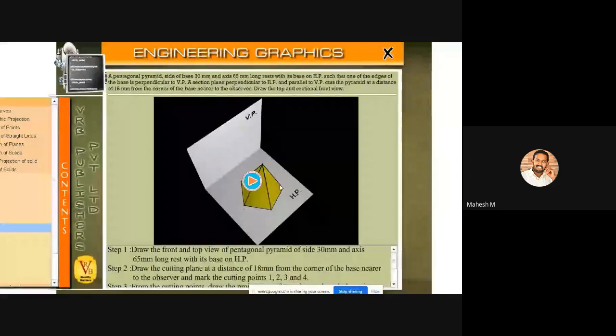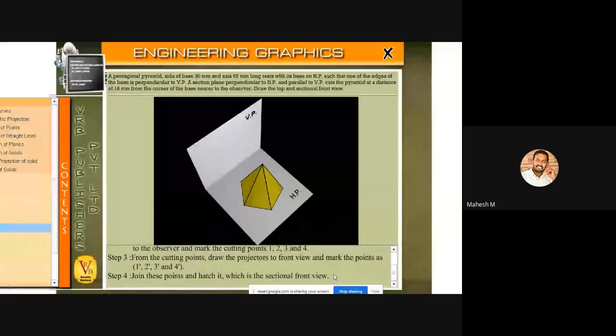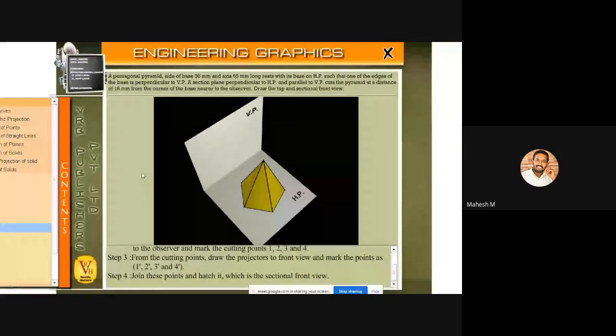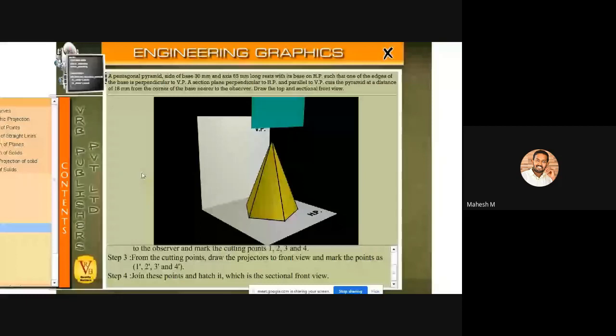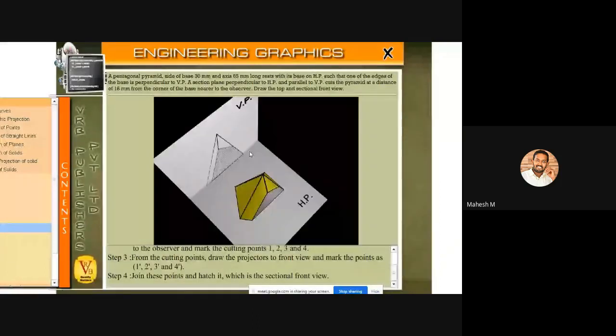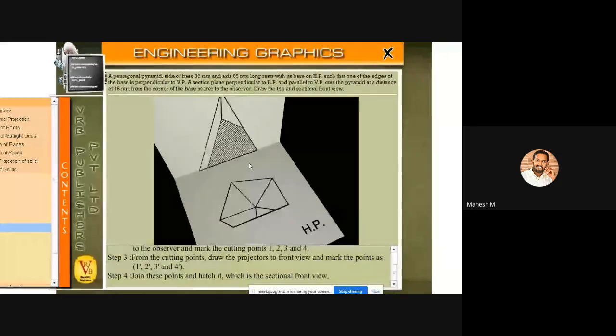Okay, so we have to draw the top and sectional front view. So I'm going to play this video. Please look at this. So this one is a cutting plane. This cutting plane is 18 mm far away from the corner, and we have removed the front portion, and your front view will look like this, and your top view will look like this. Okay, so the bottom portion of your top view has been removed.